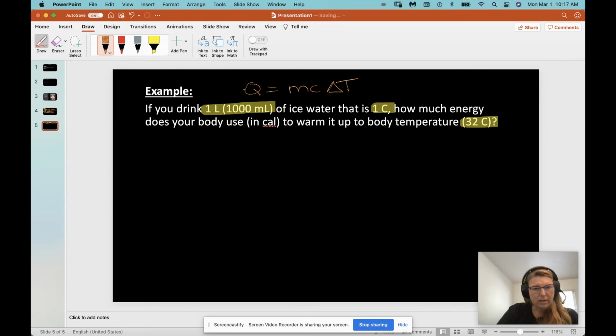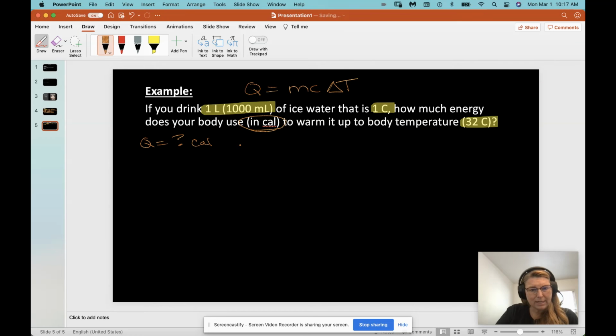So let's go through and think about Q. That's energy. This is the one that we don't know when we're solving for. But what unit are we going to be solving for? So this time we're going to be solving for calories instead of joules. And so that tells me that we're going to use a different value for C in this problem than we did in the previous one.